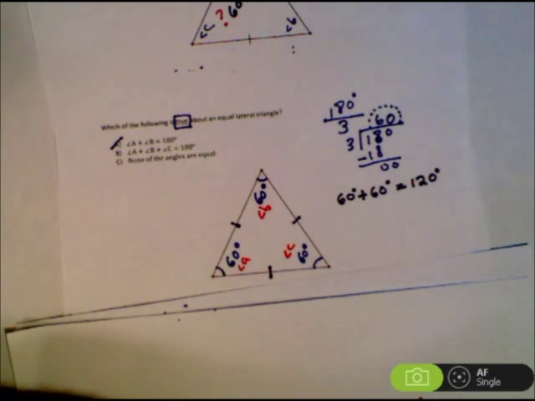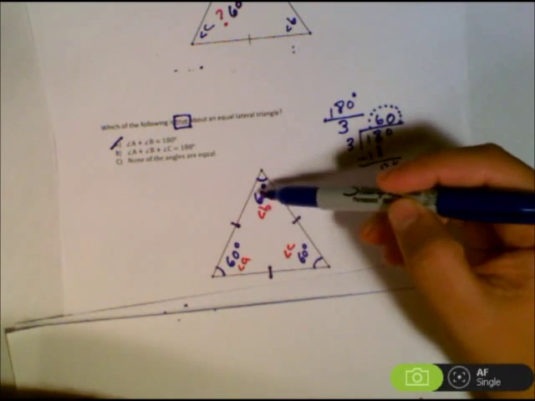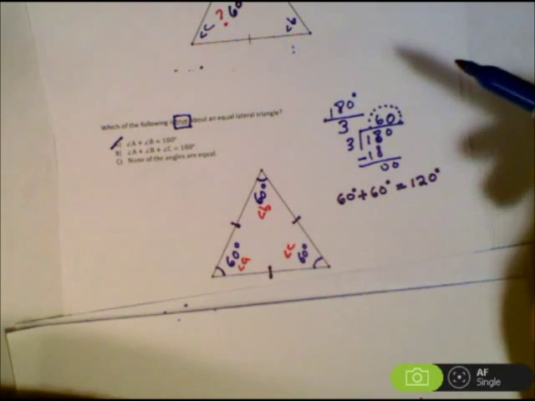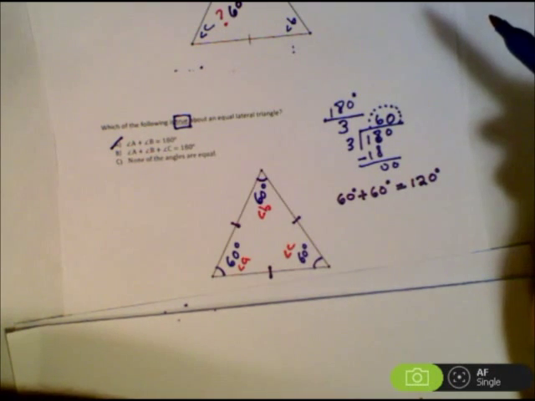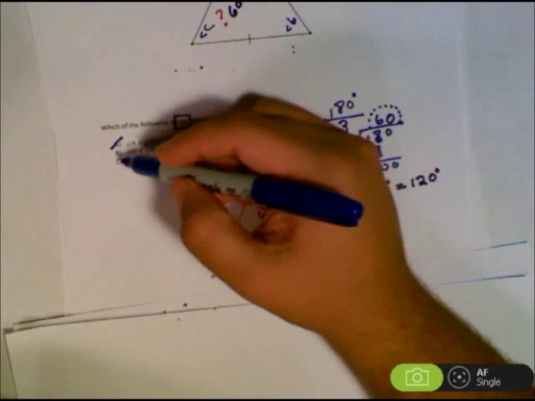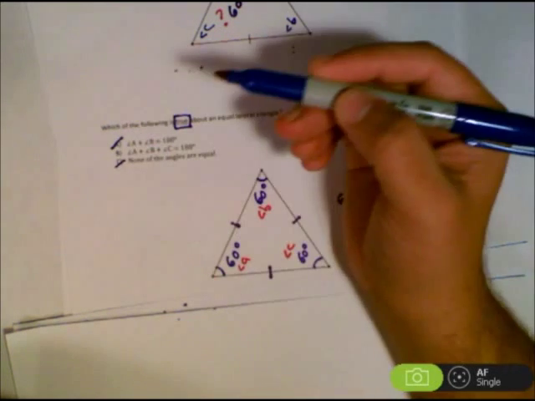Let's skip to answer choice C. None of the angles are equal. Is that true about an equilateral triangle? We have just proven that each angle in an equilateral triangle will measure 60 degrees. So obviously answer choice C is incorrect.